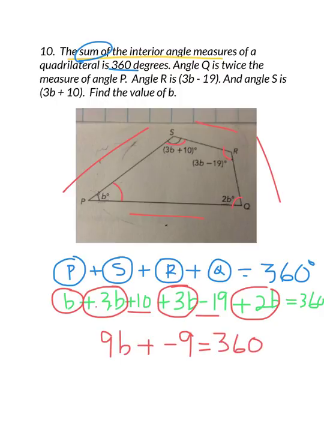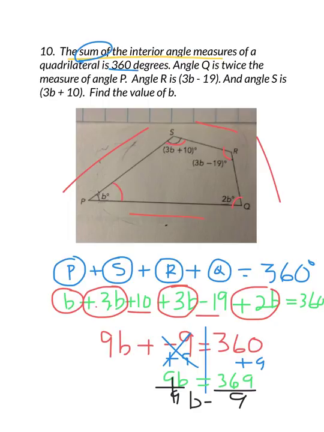So now, plus 9 on both sides. That goes away. I have a 9B equals 369. Last step. Divide by 9. 1b equals, I'm going to write over here, b equals 369 divided by 9 is 41 degrees.